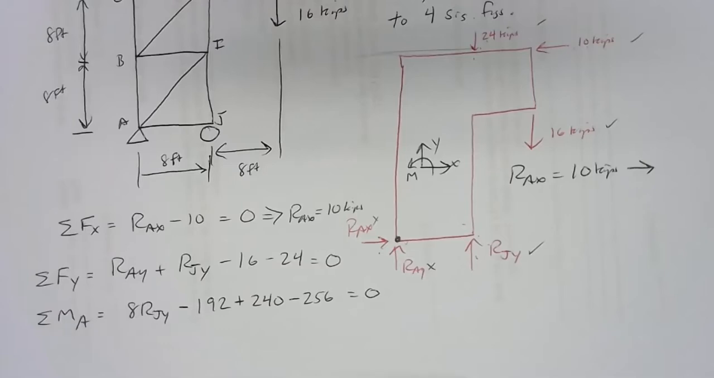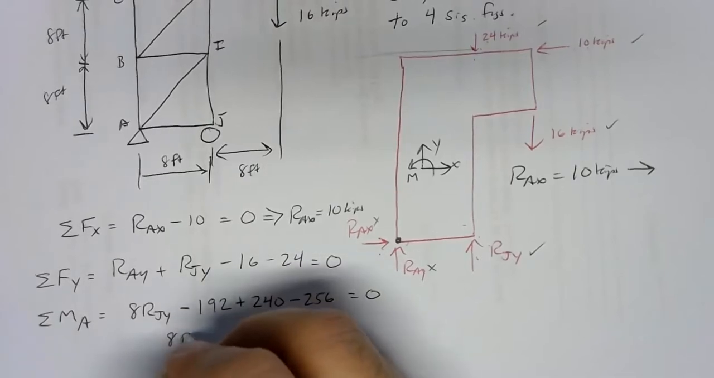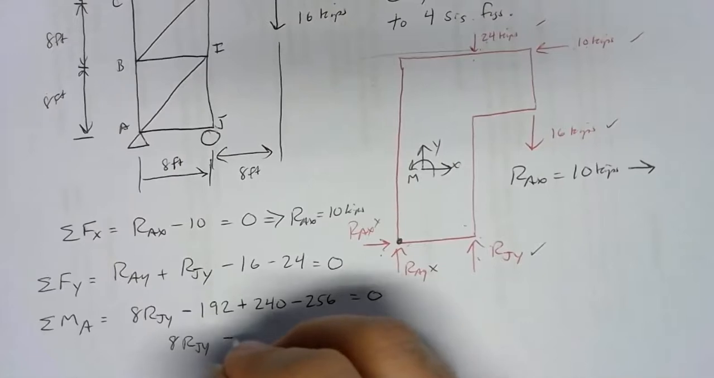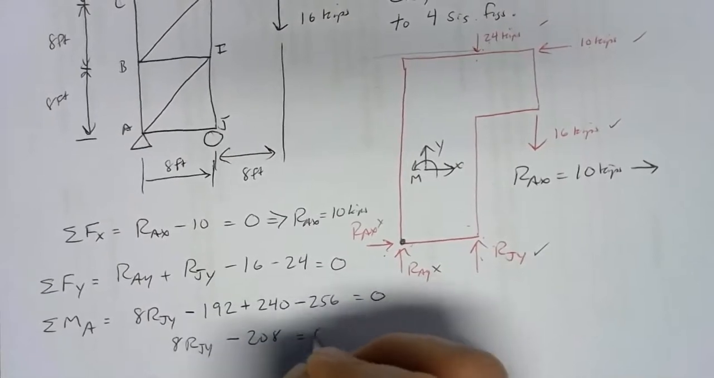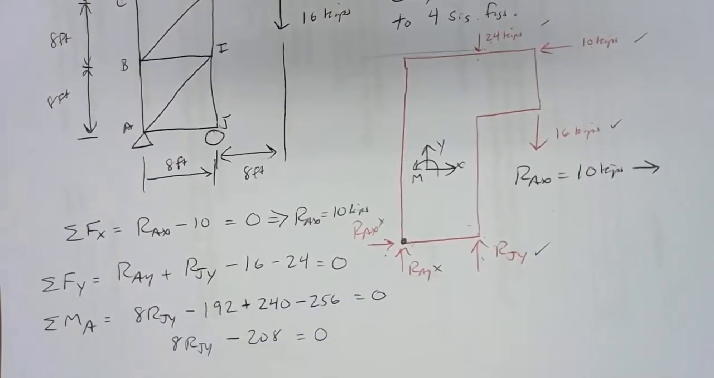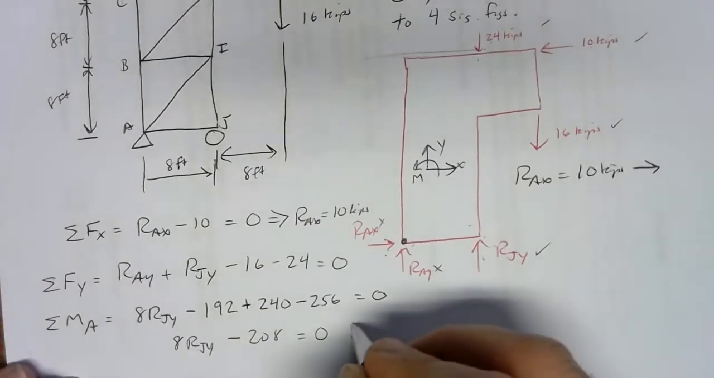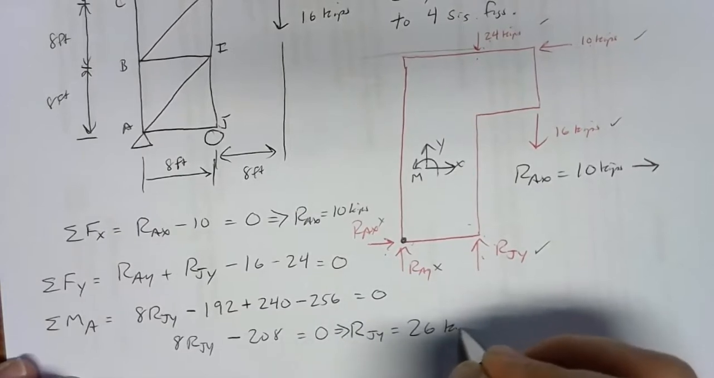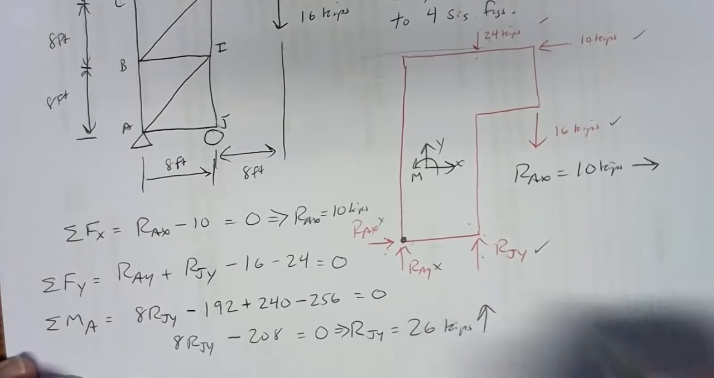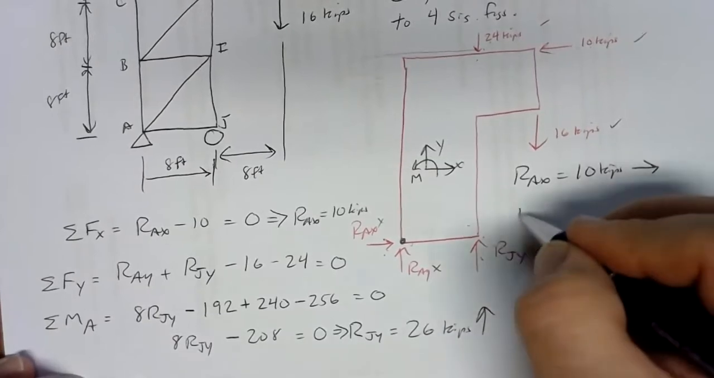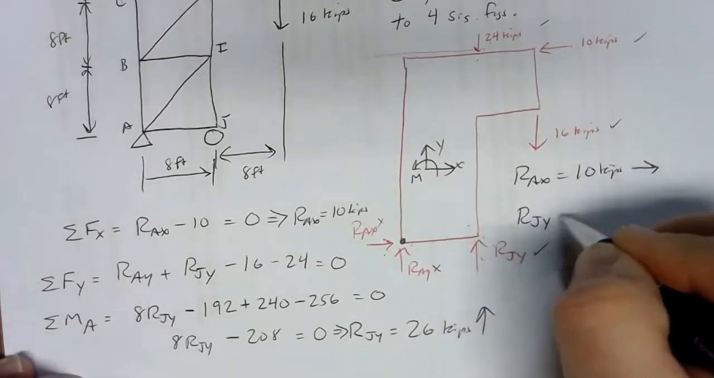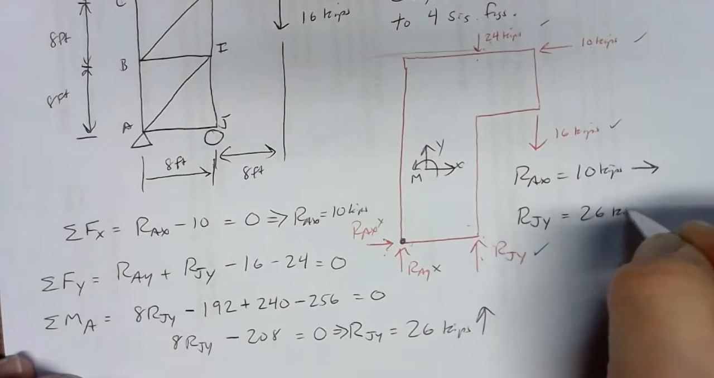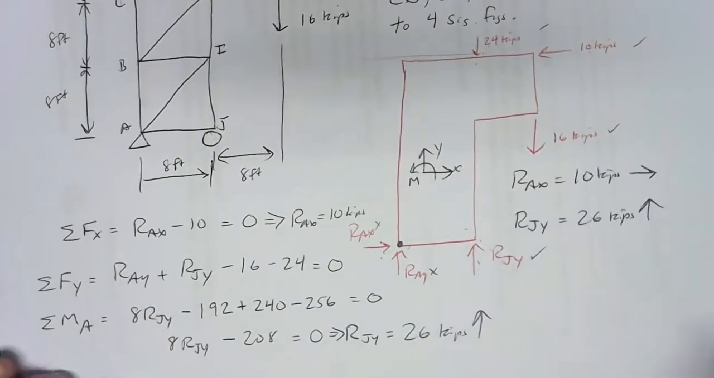That gives us a net negative 208. So we have 8 RJY minus 208 equals 0. If we add 208 to both sides and divide by 8, we get RJY is 26 kips. And that's up. So we've got another piece of information here. RJY is 26 kips up.